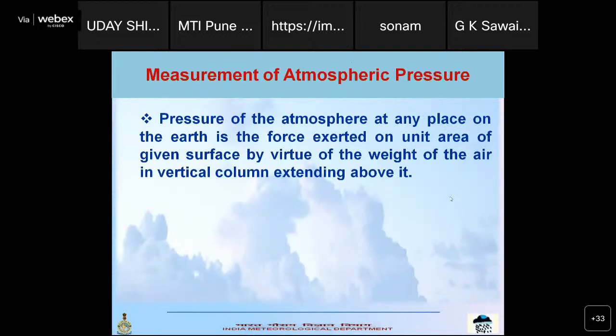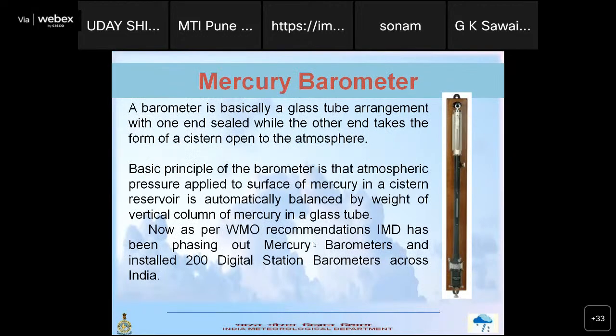Pressure: atmospheric pressure at any place on the earth is the force exerted on a unit area of a given surface by virtue of the weight of the air in the vertical column. So at any place, the weight of the air column on that particular place is called the pressure. A mercury barometer is used for the measurement of pressure. I think this portion my friend already discussed in the morning lecture. Mercury is used for measuring the barometric pressure, meaning the pressure at that particular station. The weight of a vertical column of mercury in the glass tube denotes the pressure.